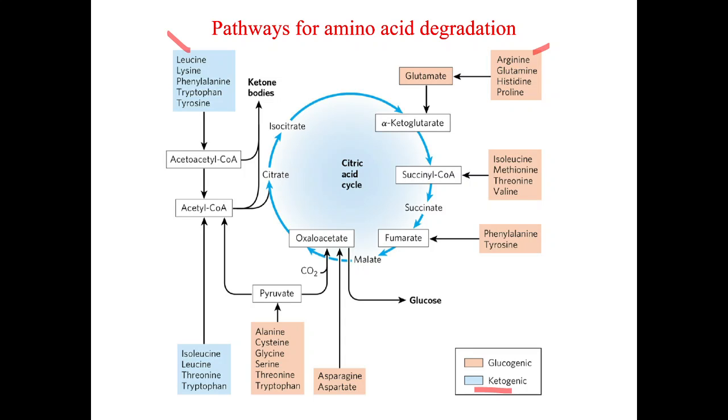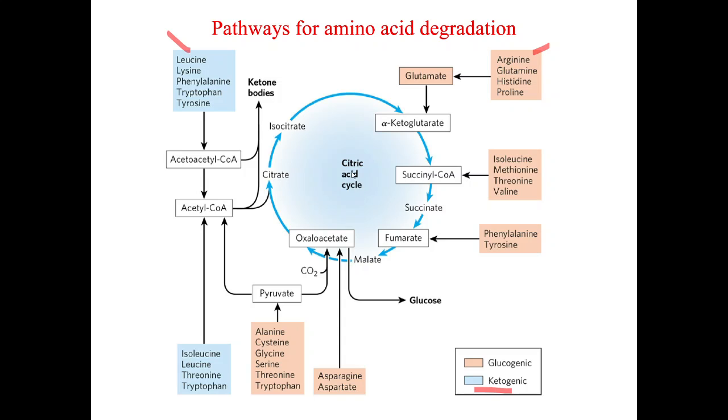So that is why some amino acids we call ketogenic, and some amino acids are glucogenic. Why do we call it glucogenic? Because alpha-ketoglutarate forms succinyl CoA, succinate, fumarate, oxaloacetate. From this oxaloacetate, it can undergo gluconeogenesis and glucose can be formed. So some amino acids are glucogenic, some are ketogenic, and some are both glucogenic and ketogenic.